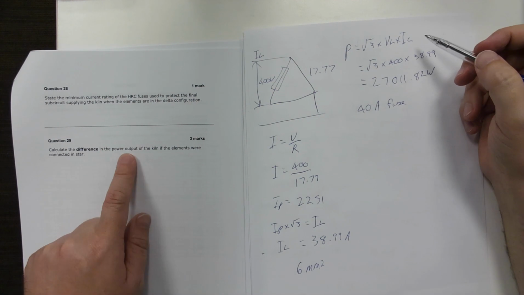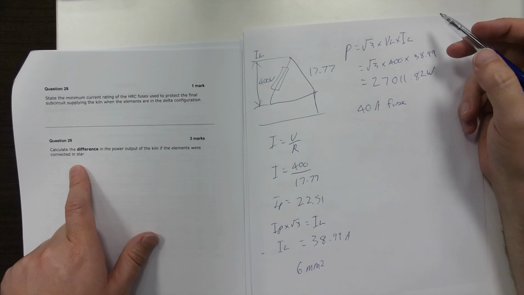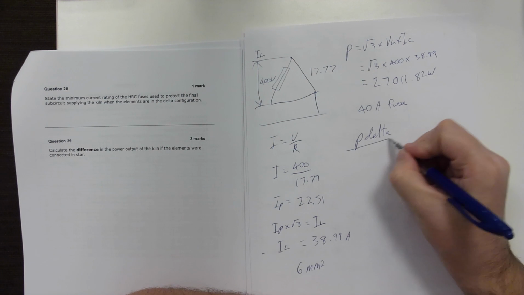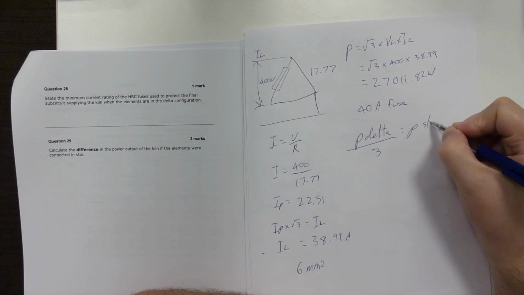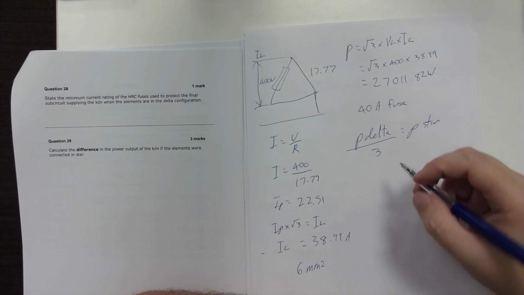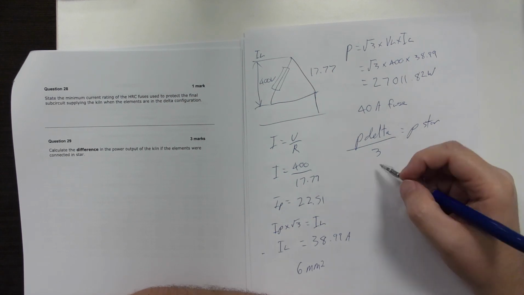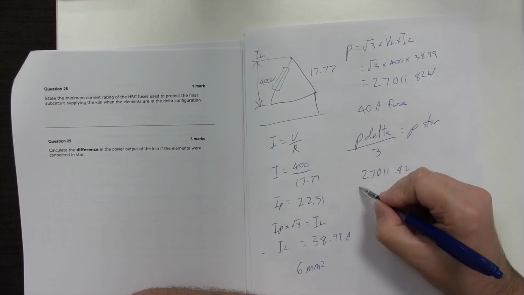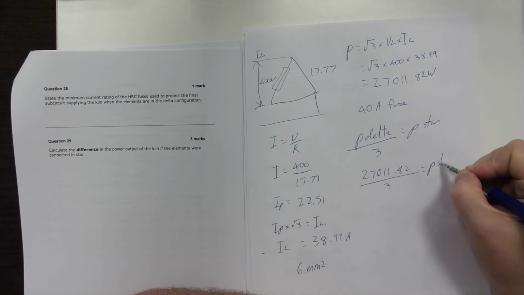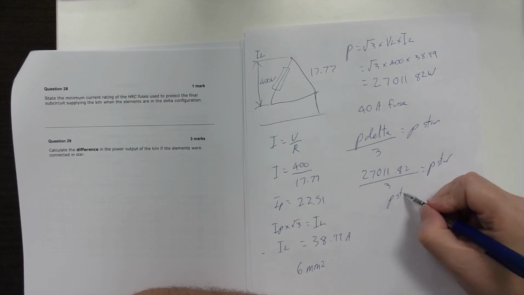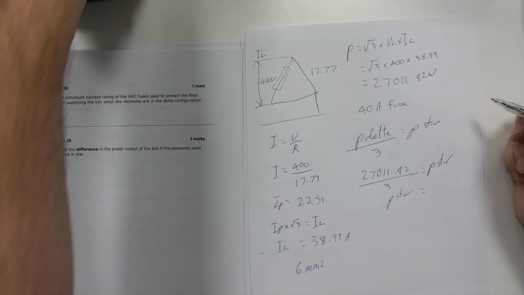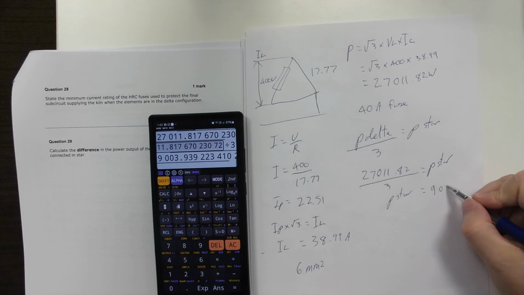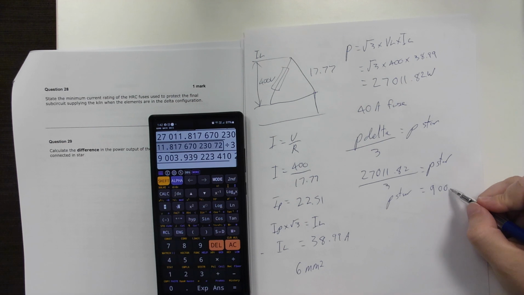Calculate the difference in the power output of the kiln if the elements were connected in star. This one's pretty easy. We've got P delta over 3 equals P star, because star uses a third of the power of delta. So that's 27011.82 over 3 equals P star. I just get my value that's already in here and divide by 3, and I will get 9003.94 watts.